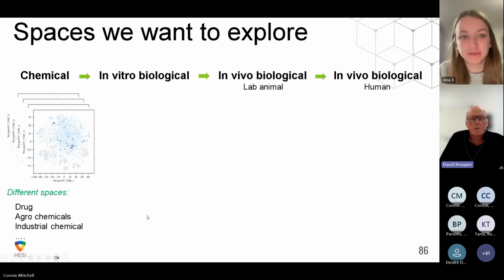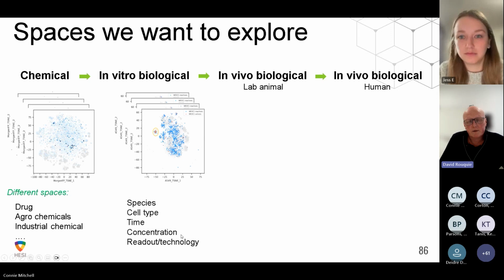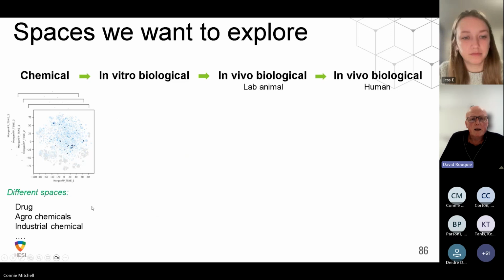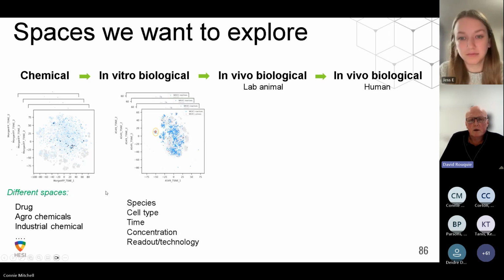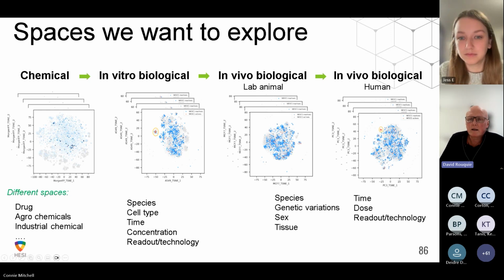is about what we could call the spaces we want to explore. So if we go along the continuum of different spaces we can cover when it comes to the safety assessment of chemicals, we can start from the left-hand side with the chemical space. Then we move on to the in vitro biological spaces, then in vivo biological space in lab animals, and then in vivo biological space in human. And all those different kinds of spaces, which are represented in these two-dimensional representations, are different in nature.